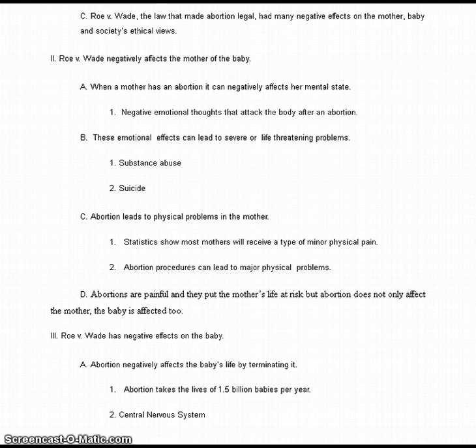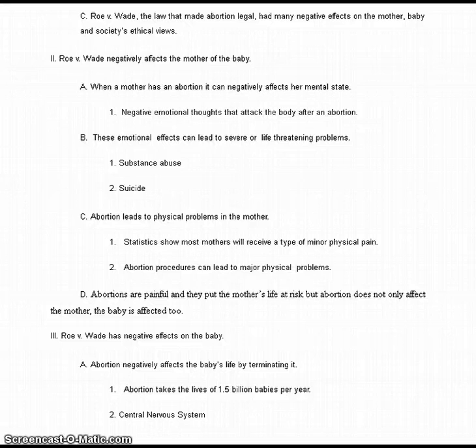She did it into A, with the mental state, B, how the emotional effects can lead to severe life-threatening problems, and then C, how abortion leads to physical problems in the mother. You can see how she's organized her thoughts so that when she writes her paper, she knows exactly the order that she's going to do it. You will notice that she did not just adhere to my A, B, and C. She made it work for her.